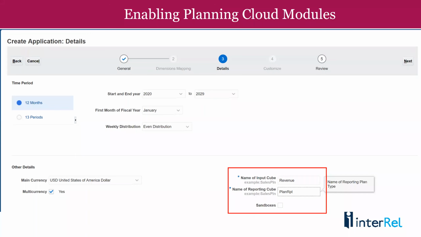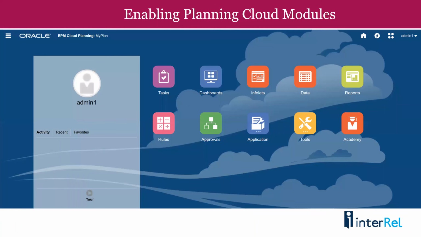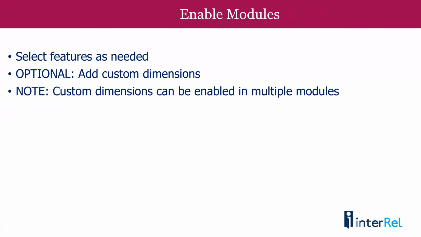The default for the BSO is Plan 1, just like on-prem. The default for the reporting cube is the name of the application. So you can change that if you want. You can enable sandbox because sandboxing is allowed in your custom plan types. And then you create your application, and then it would look like that.